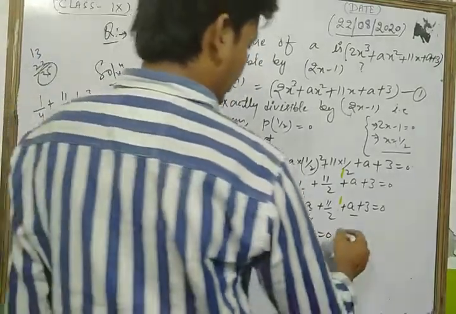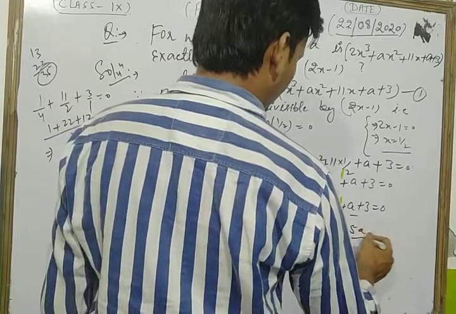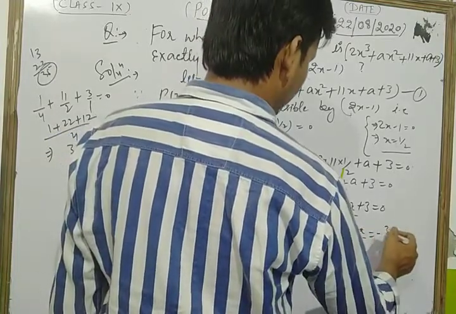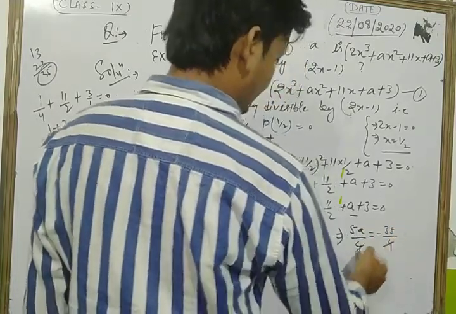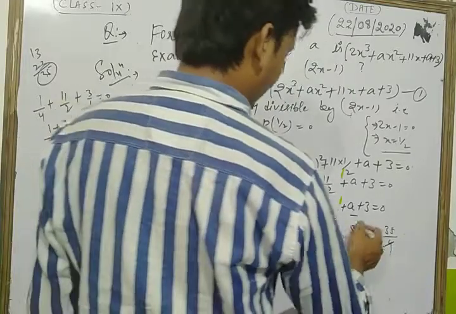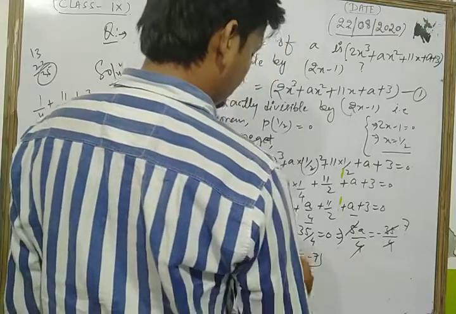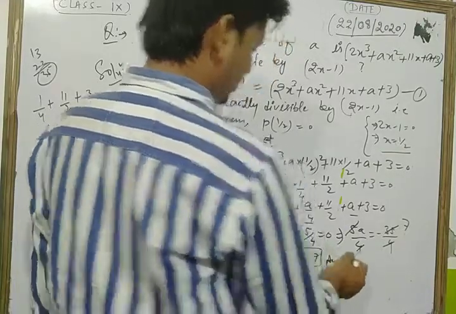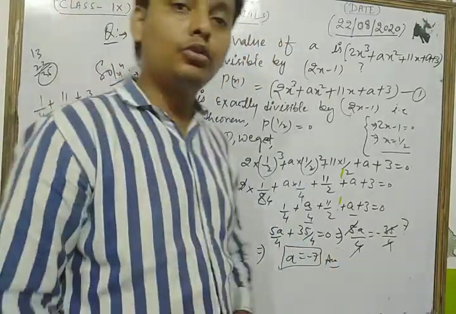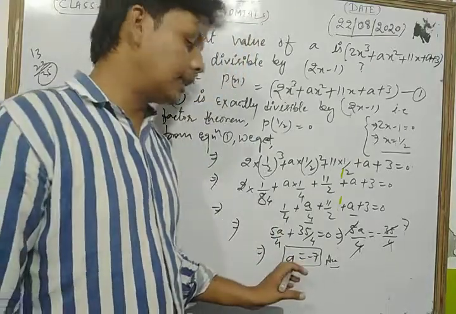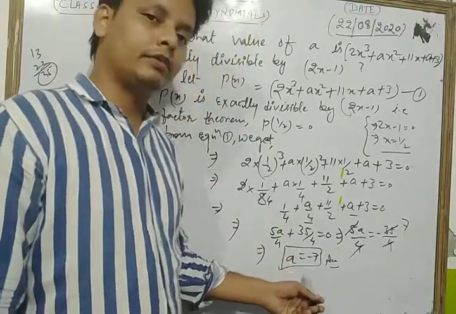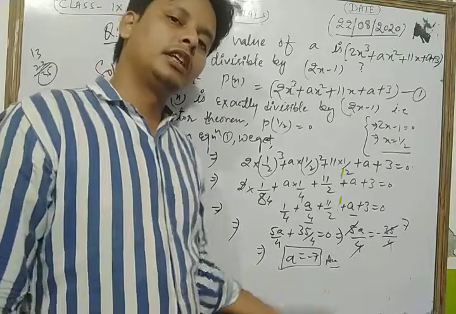Now we have 5a upon 4 is equal to minus 35 upon 4. The 4s cancel each other, and 5 sevens are 35. So the value of a is equal to minus 7. Dear students, the value of the variable a is equal to minus 7. Hence we get our answer.